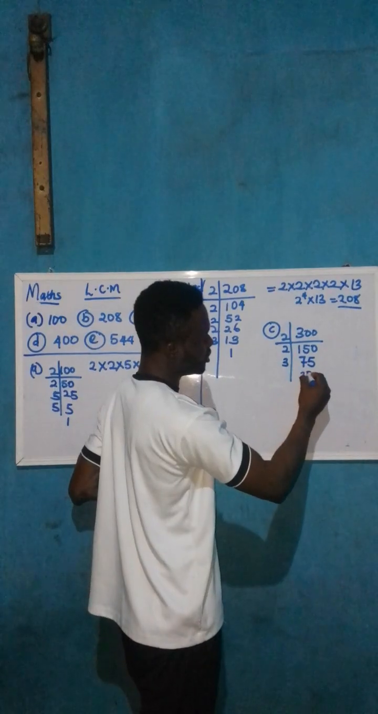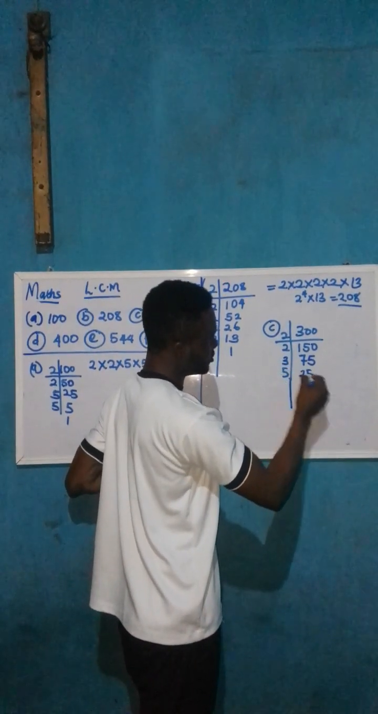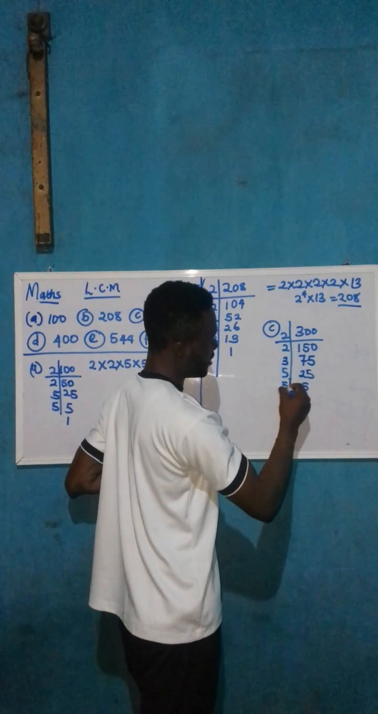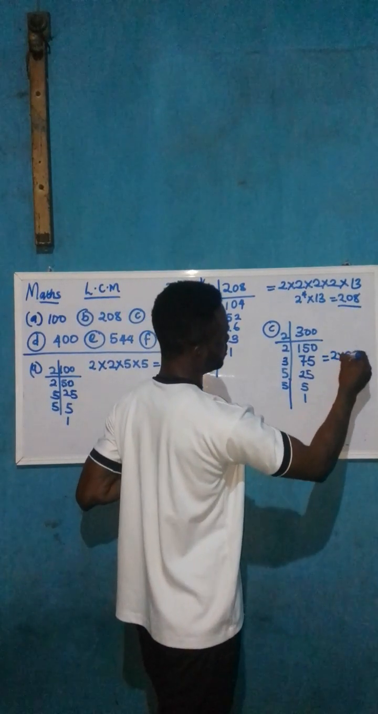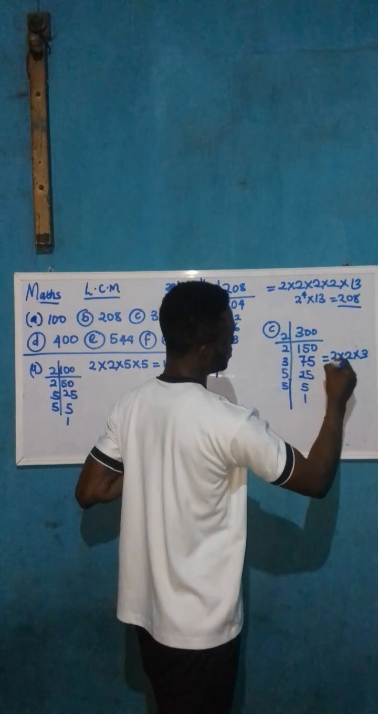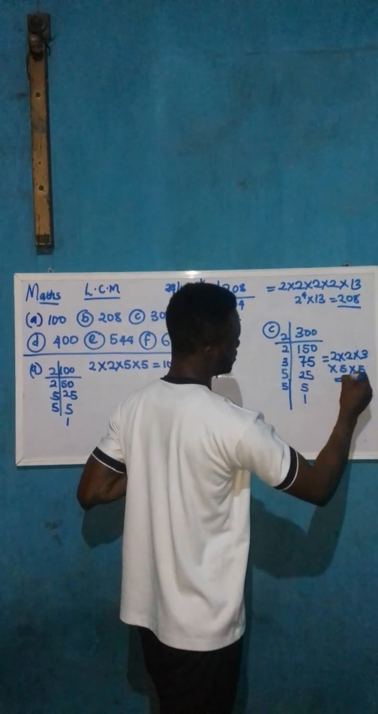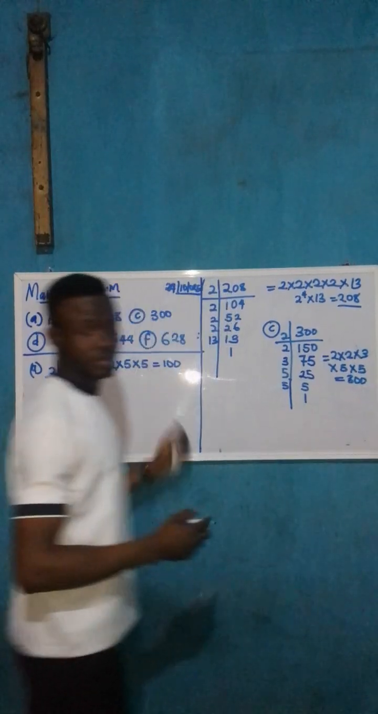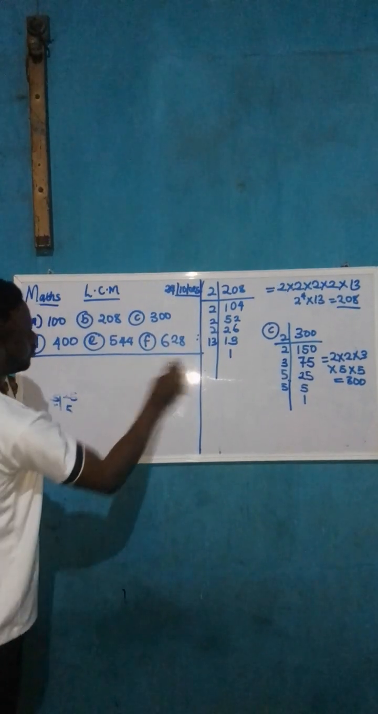3 in 15 will give us 5, right? At this point, 5 can go. We say 5 into the 5, we put 5. 5 into 5 will give us 1. So the answer is equal to 2 times 2 times 3 times 5 times 5, which is equal to 300, right? So the next one we have is 400.